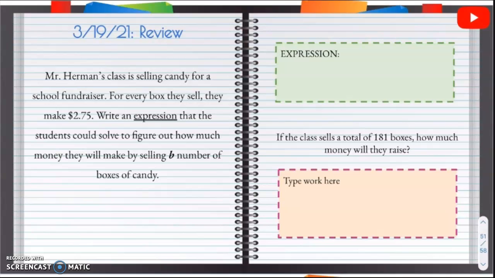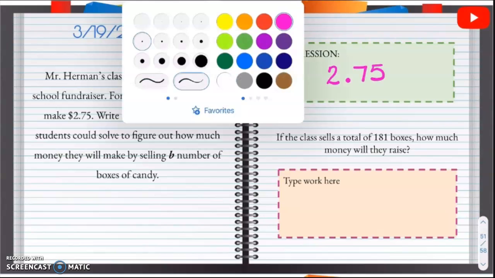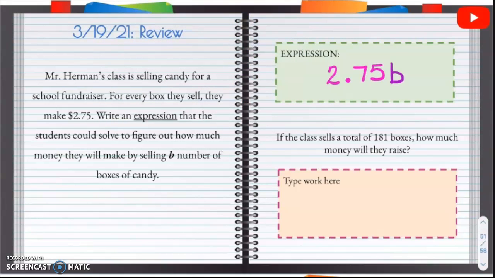All right, so again, Mr. Herman's class is selling candy for that fundraiser. For every box they sell, they make $2.75. So we're going to figure out how much money they'll make by selling B number of boxes of candy. So they make $2.75 for every box of candy, multiplied by however many boxes they sell. So it's literally going to be $2.75 times B.